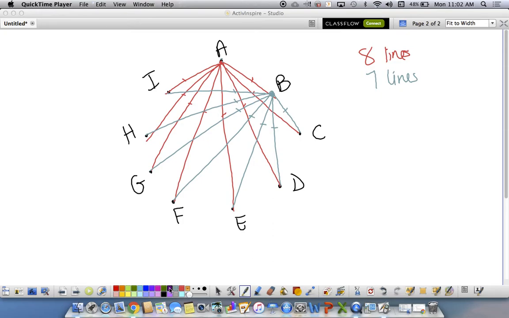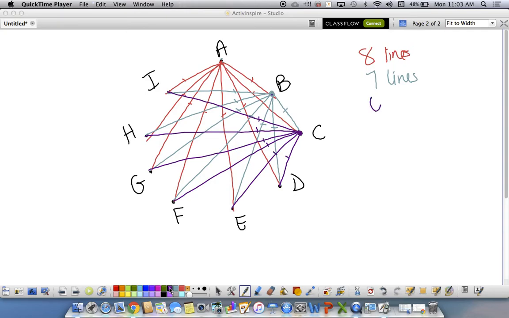Okay? Well, now C, Charlie. I don't know what I called him earlier. Is he going to shake hands with Brad or Adam? No, those line segments have already been done. Okay? So Charlie is going to shake hands with David and Eric and Fred and Greg and Harry and Ireland. How many handshakes did letter C or Charlie have? 1, 2, 3, 4, 5, 6 lines. Okay? We're starting to get the picture of what's going on.